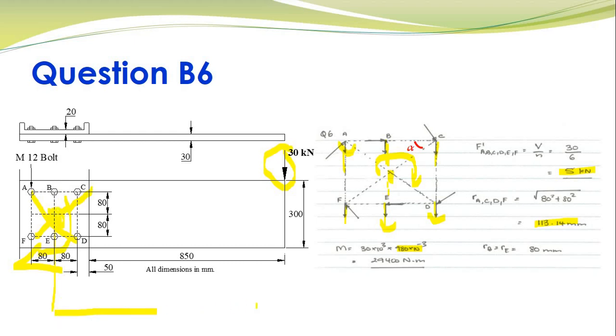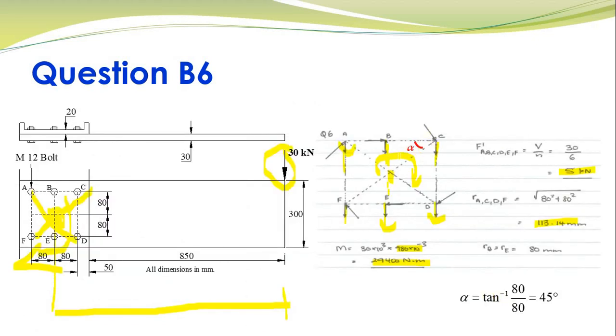So the distance of the applied load from the centroid is 850 plus this gap of 50, right? So that's 900 and then another 80. So the distance of the applied load from the centroid is 980 mm. So simply we get our moment to be 29,400 Newton meter. So this is just finding some fundamental quantities before we start solving the problem.